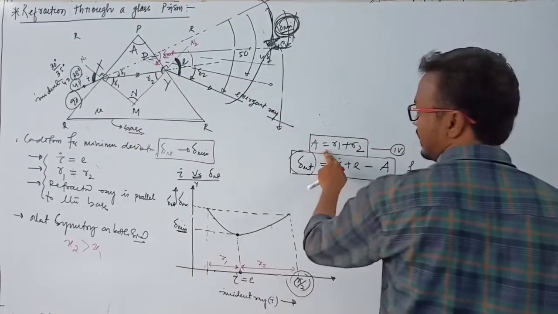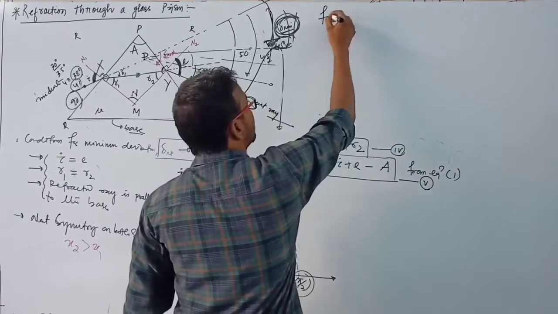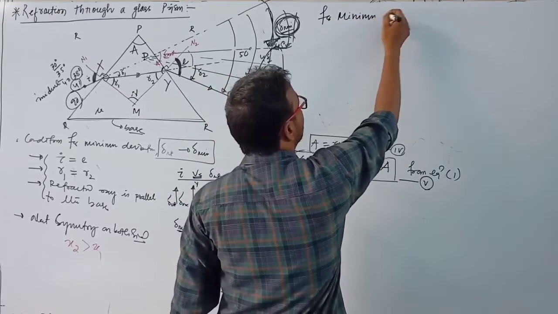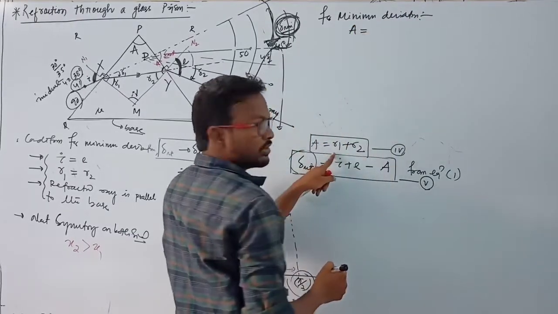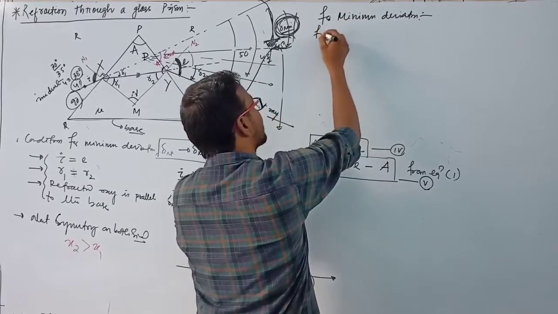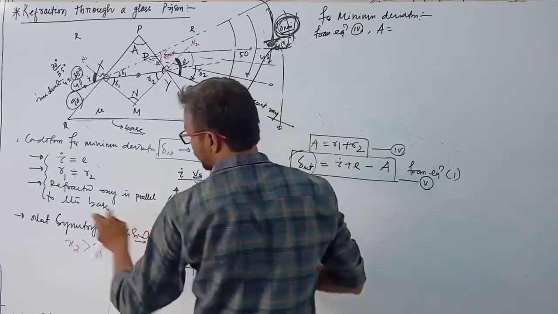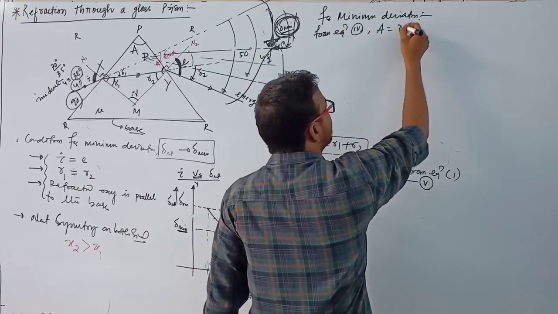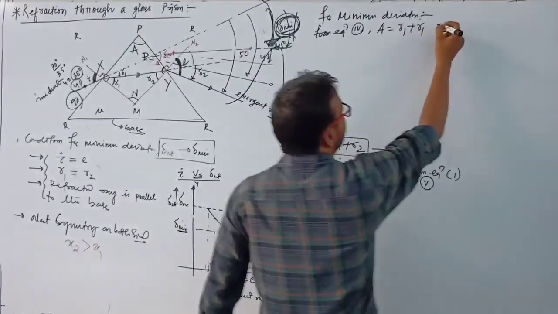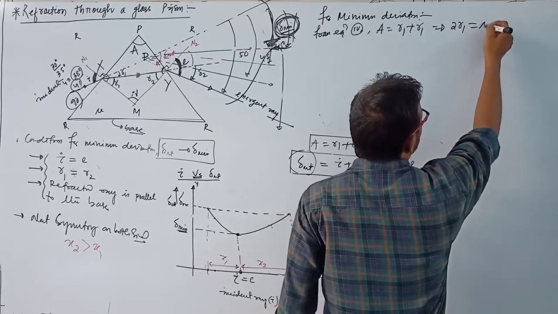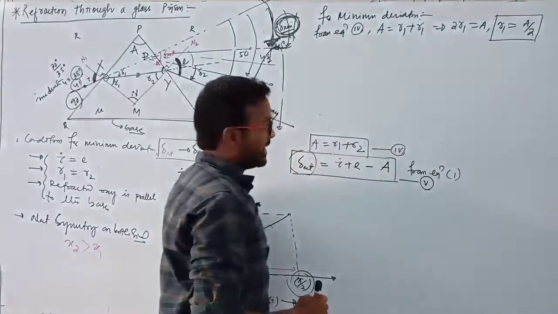Now come to this statement, that A equals R1 plus R2 for minimum deviation. From equation 4, A equals R1 plus R2. Here R1 equals R2, so you can write R1 plus R1, which equals 2R1 equals A, and R1 equals A by 2. Clear? We get the value of R1.